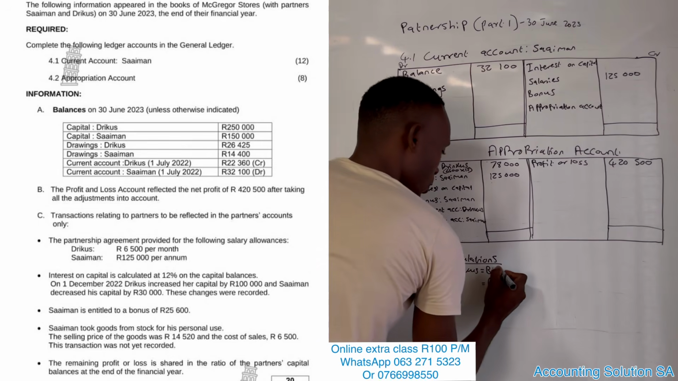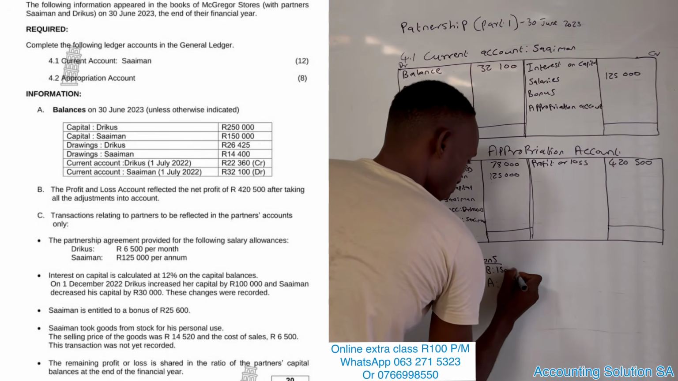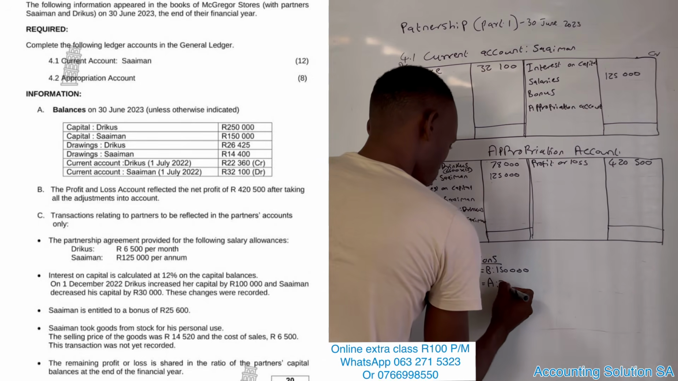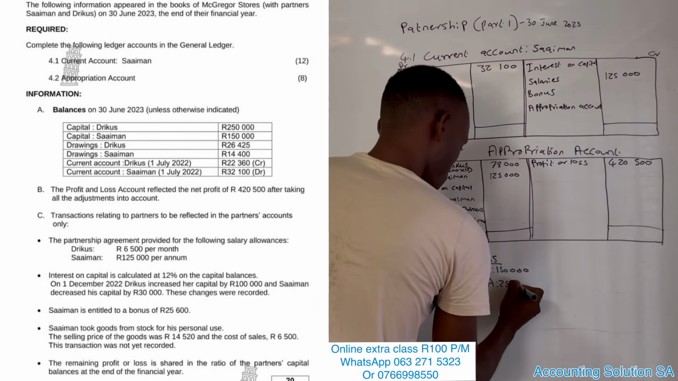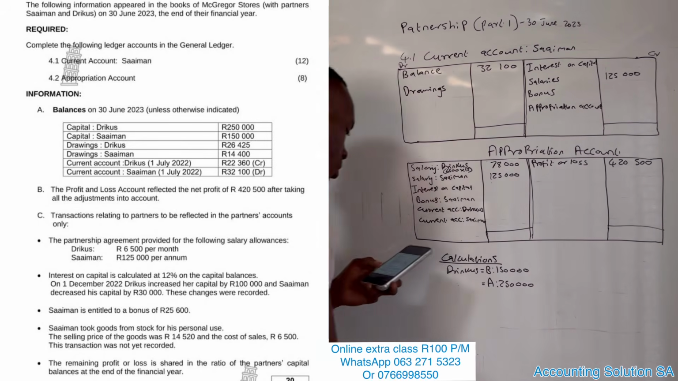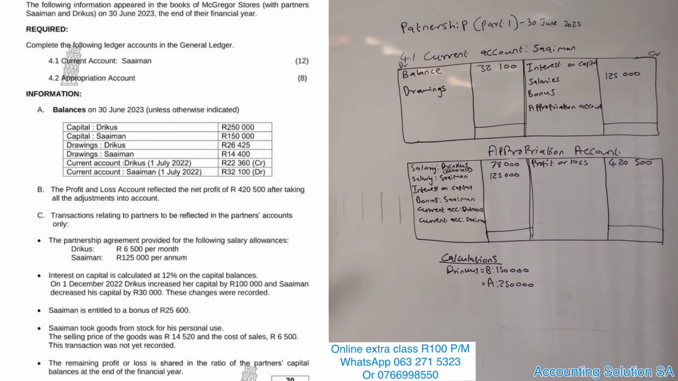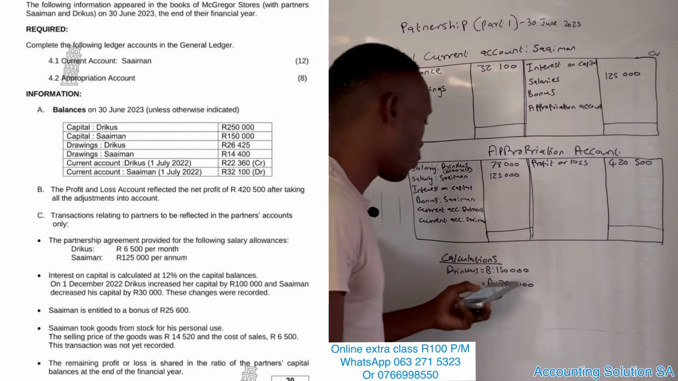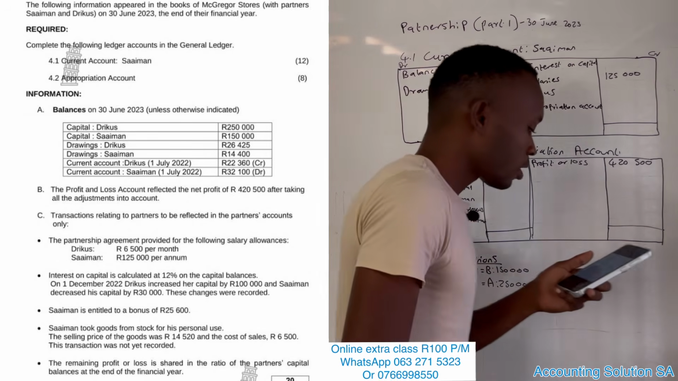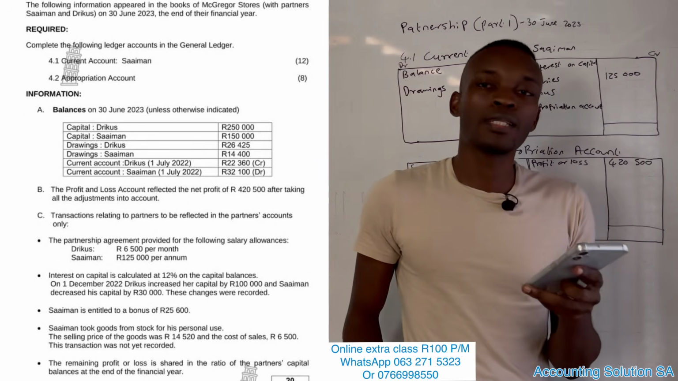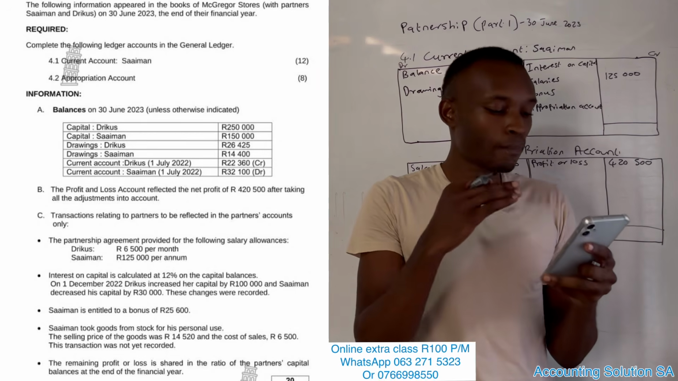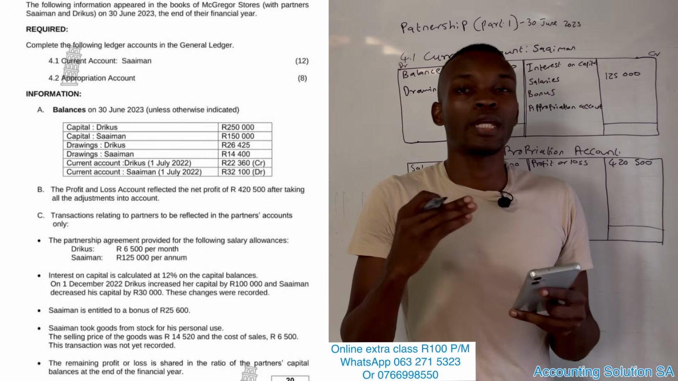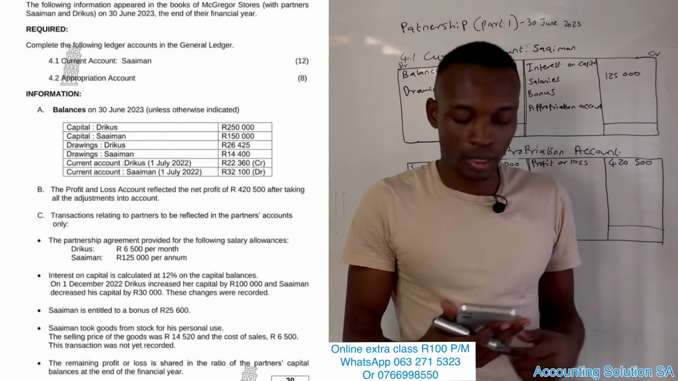Before he added, it was 150. Then after he added, it is 250,000. After she added another 100,000, and they say it was added on 1 December, the balance became 250. Why? Because they say that these changes were recorded. In other words, the balance at the end already included the amount of addition, because they said these changes were already recorded.